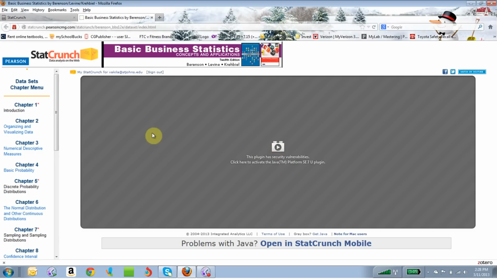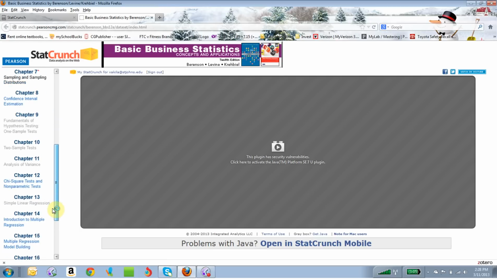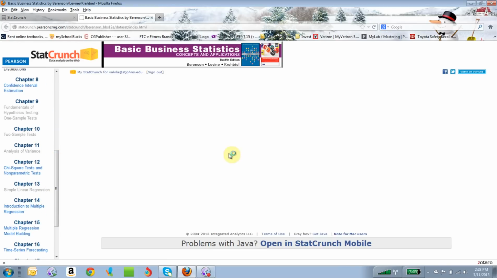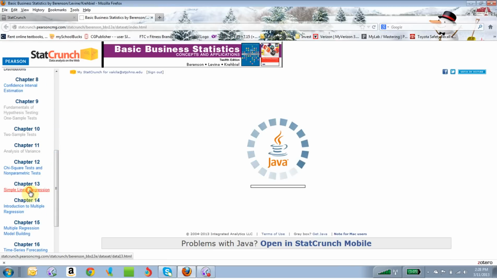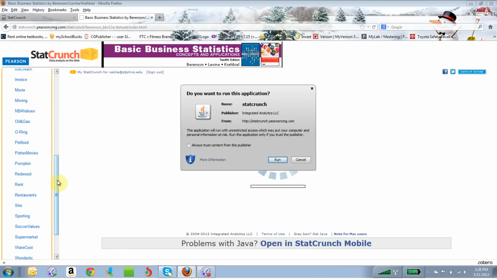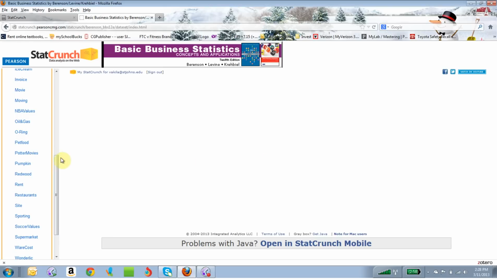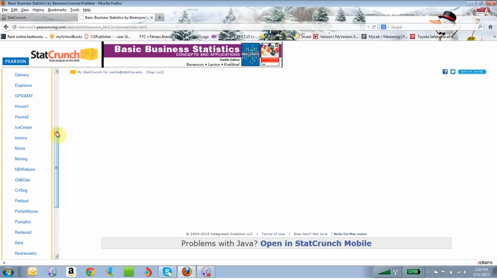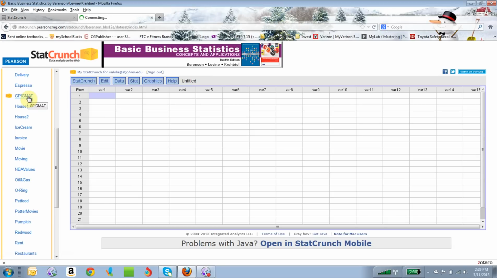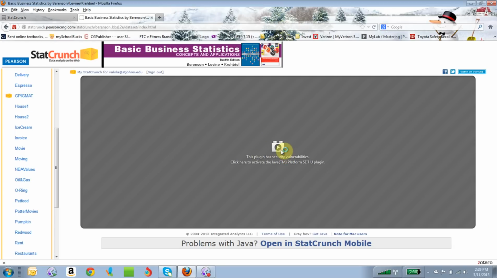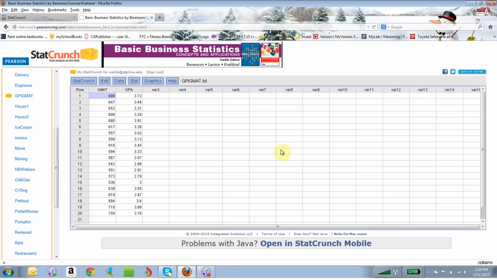So let me go to StatCrunch and try to retrieve the data. The data is from chapter 13. So let me go to data set. And when I'm looking at the data set, it says the name of the file is GPIGMAT, right here. And so I'm going to retrieve the data and try to use StatCrunch. And so it put the data right away in front of me.